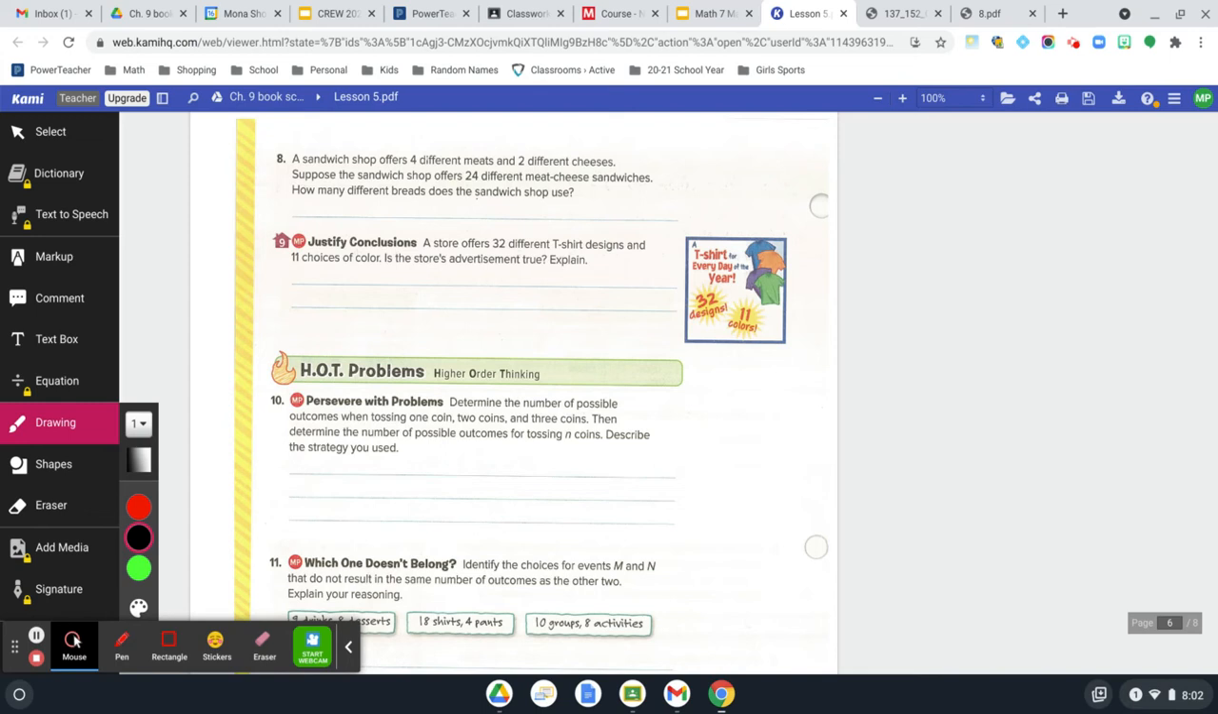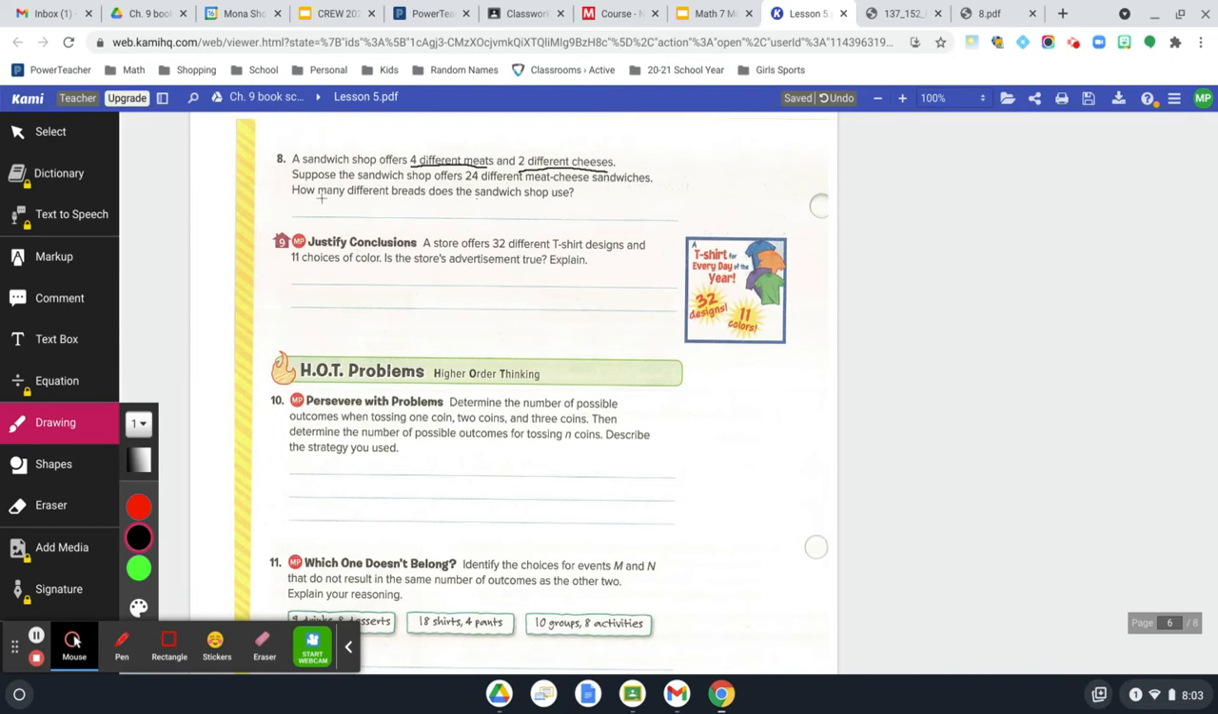So number 8 at the top says you have a sandwich shop that offers 4 different meats and 2 different cheeses. So I'm just going to underline this because these are the events that we need to focus on. Now, suppose this sandwich shop offers 24 different meat and cheese sandwiches. How many different breads does the sandwich shop use?